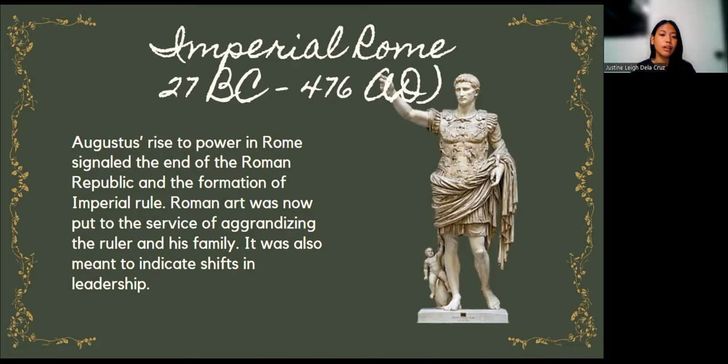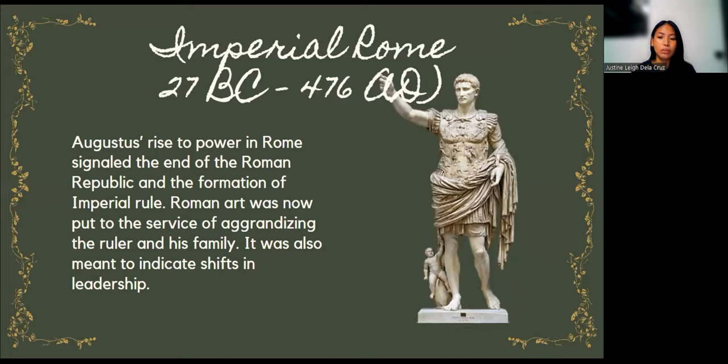So dito sa Imperial Rome, unti-unti nang nabuo yung imperial rule and natapos na yung Roman Republic nung umupo na si Augustus Caesar, or siya na yung namumuno sa buong Rome. So yung Roman art such as the sculptures, statues, and other arts, ginagamit na siya to aggrandize or to increase the power or wealth of the ruler and his family.